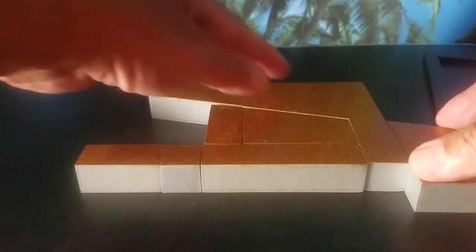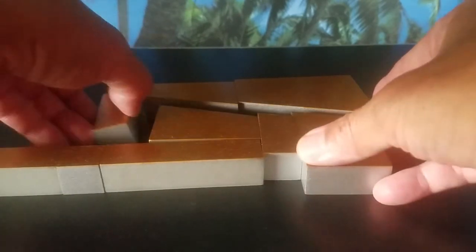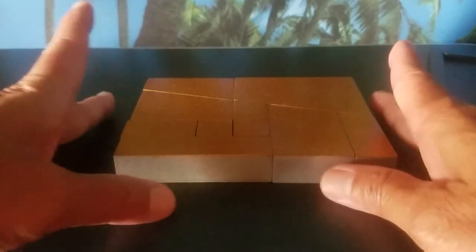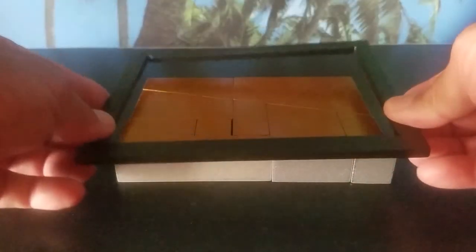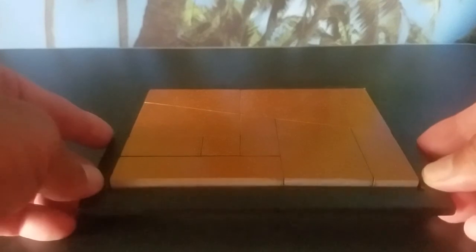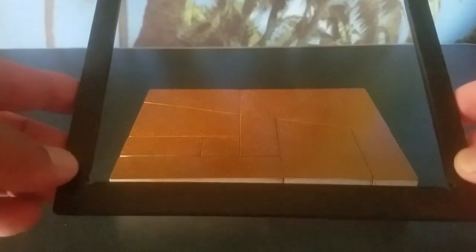One. Let's see. Two. And now that extra block, cube, fits in, and look, my frame, it fits in this rectangle.